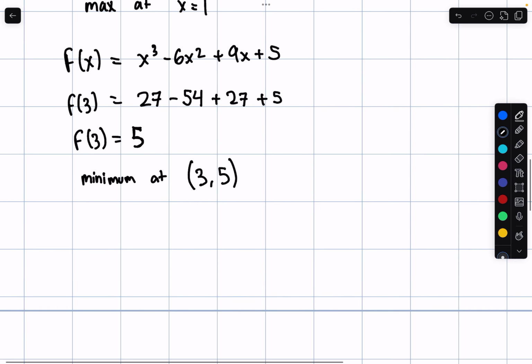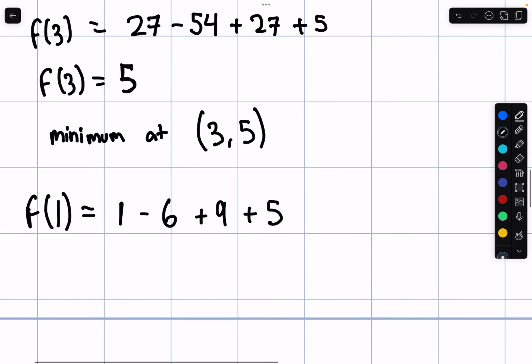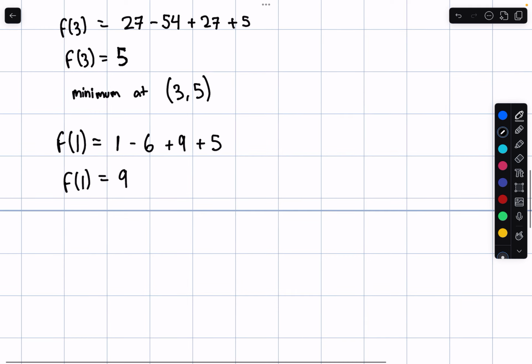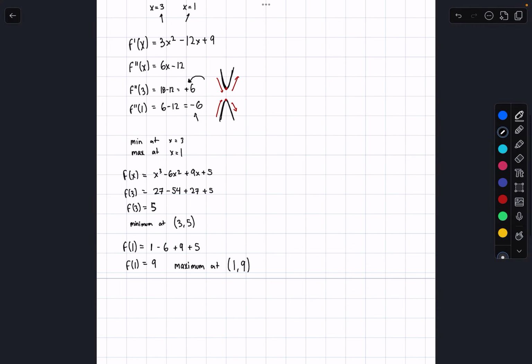Now if we want to find our maximum, we can plug it into our original function. f of 1 is equal to 1 minus 6 plus 9 plus 5. So f of 1 is equal to 9. And so that means we have a maximum at the point 1, 9. So there we go. That's how you find the maximum and the minimum of a function.